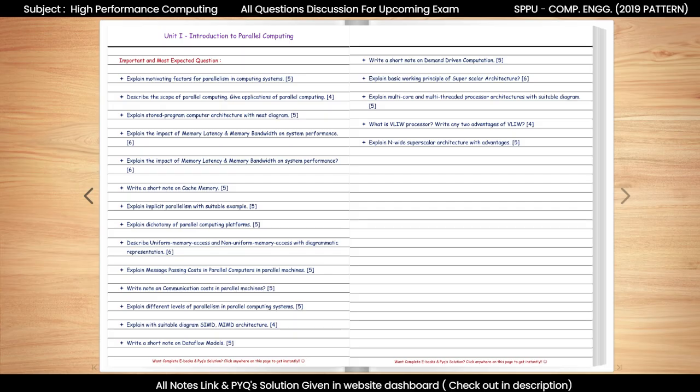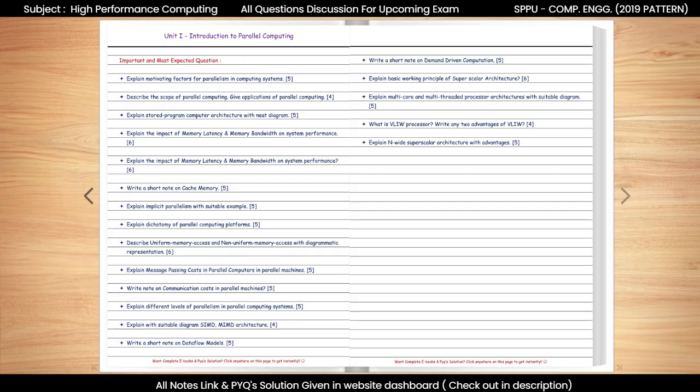First, we discuss the question, explain motivating factors for parallelism in computing systems. Parallelism exists because modern problems are very large and complex, and a single processor working alone takes too much time. When many tasks are divided and executed at the same time, the total execution becomes faster. Scientists, engineers, and businesses demand quick results, whether it is weather prediction, medical imaging, artificial intelligence, or big data analysis.